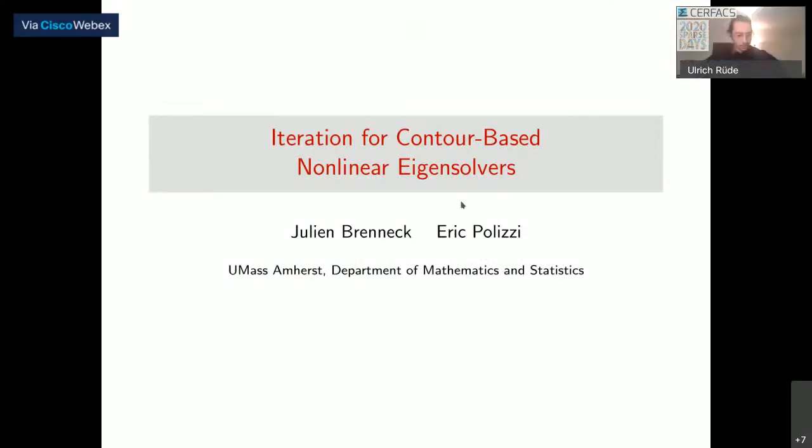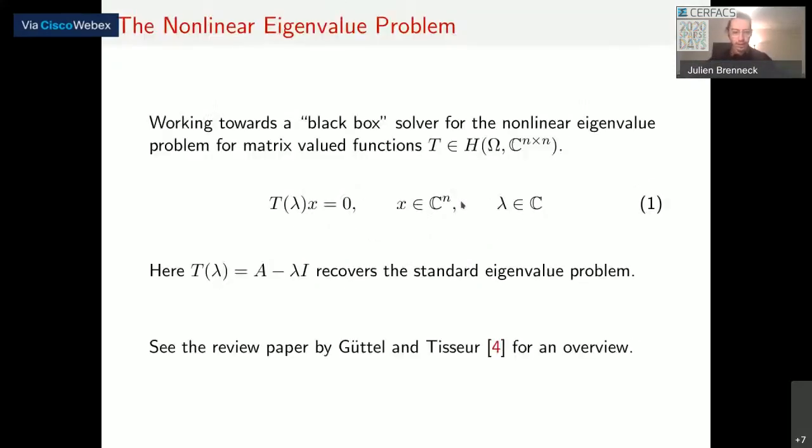I'll be talking about some recent work I've been doing on iterative methods for contour-based nonlinear eigensolvers. And I guess the goal of most of this work, and the work in nonlinear eigenvalue problems in general, is sort of a black box solver, where you can just run it on any problem and it generally would work.